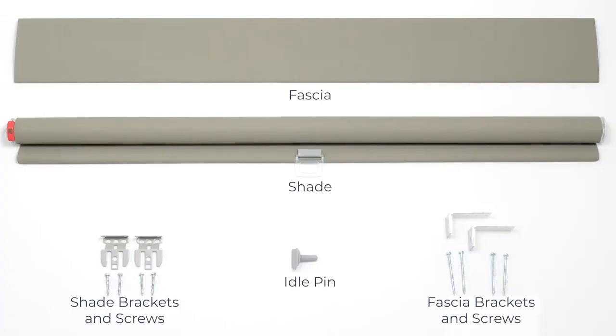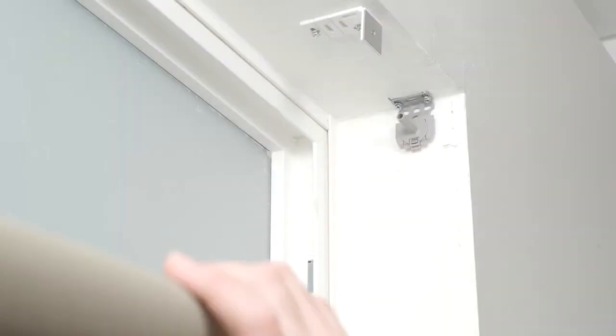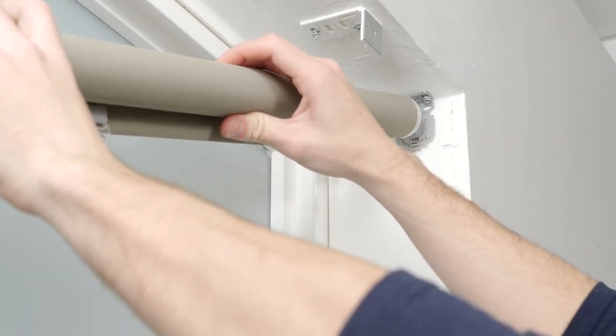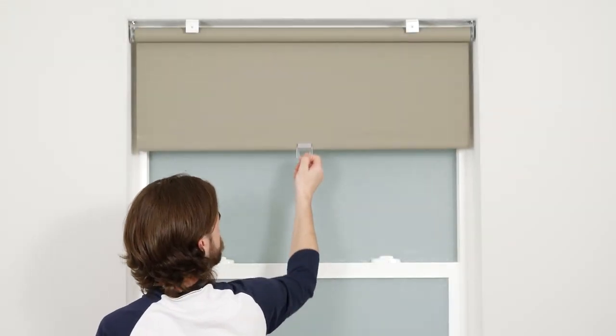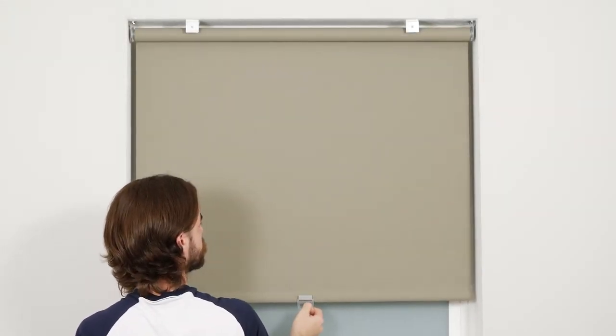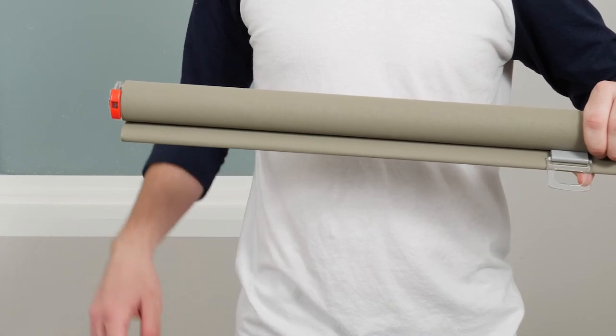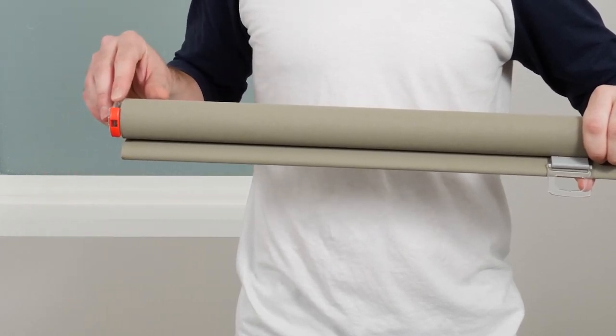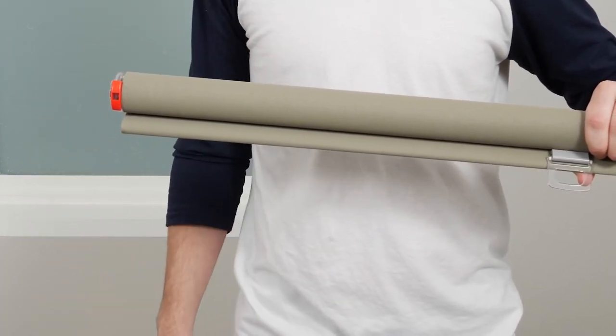All roller and solar shades have the same basic parts, the shade itself and the necessary mounting hardware. We'll be installing an exposed roller shade with an optional fascia. The pieces or parts you have may be a little different, but that's okay. Just be sure to check the instructions that came with your product before you start. If your shade has a red clip on the end, do not remove it. It will fall off when the shade is installed.